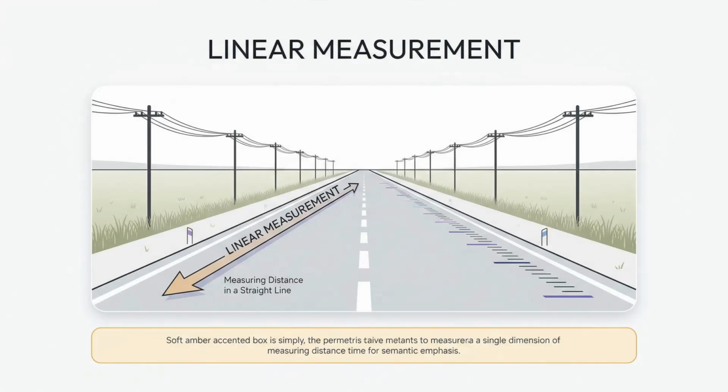Let's start with linear measurement. This is simply the measure of length or distance, a single dimension. Whether you're measuring a piece of pipe or the distance between two cities, you're using linear measurement. We use units like meters and centimeters in metric, or feet and inches in imperial.